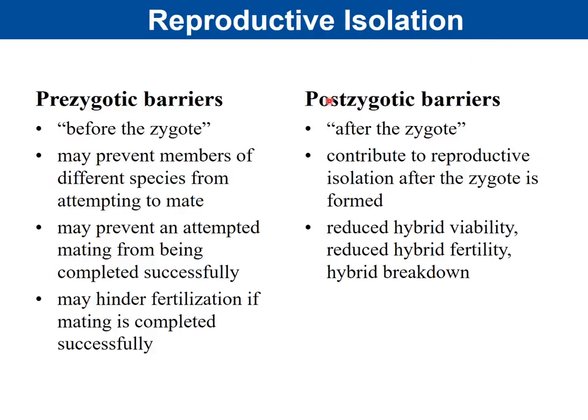Postzygotic, right? Post is after. Zygote is the zygote. So these are ones that exist after the zygote's formed. So in this type of isolation, the zygote's able to form, but for one reason or another, once the zygote forms, it can't continue to populate a new species. Okay, and so this contributes to reproductive isolation after the zygotes form. And we're going to talk about the three types: reduced hybrid viability, reduced hybrid fertility, and hybrid breakdown.